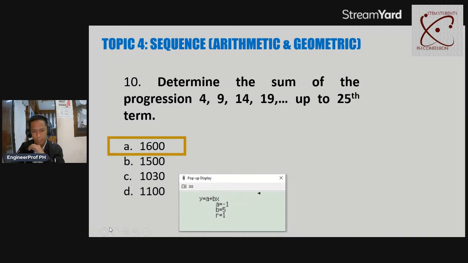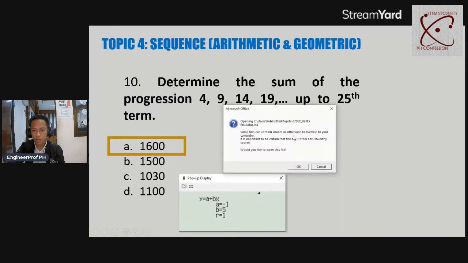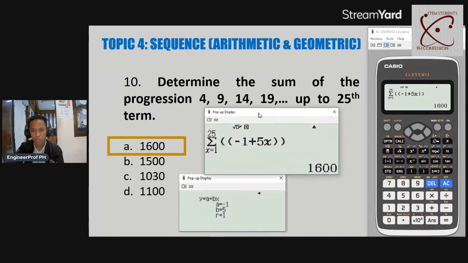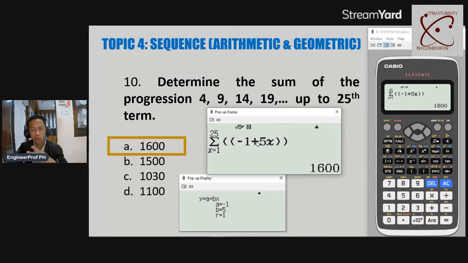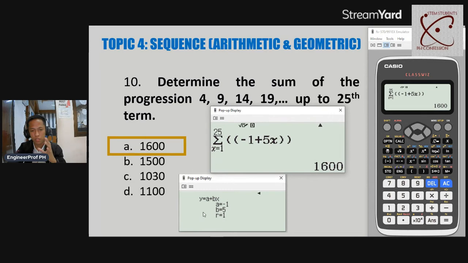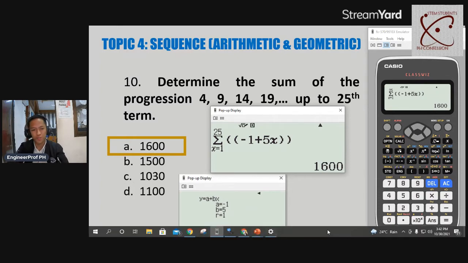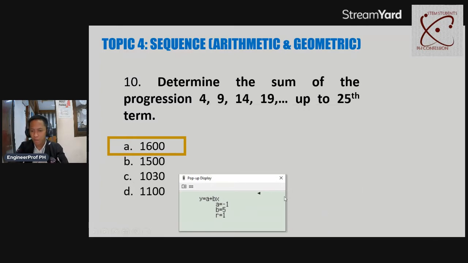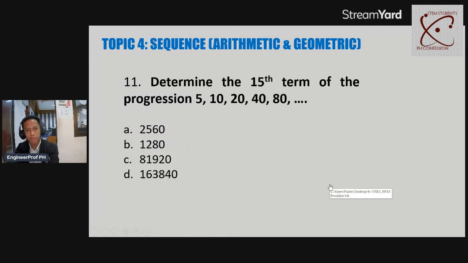So ganun guys, no? Kapag nakuha na natin yung equation, we just input it to the summation function. Then lagay lang natin yung ating boundaries wherein kung ano yung ina-add natin, ano yung i-add natin. So that's from the first term to 25th term. So this pop-up display here, yung sa baba, yung equation is very important kasi siya yung i-input natin doon sa summation function to get the sum of the sequence. Ayun. So, proceed tayo sa next problem.